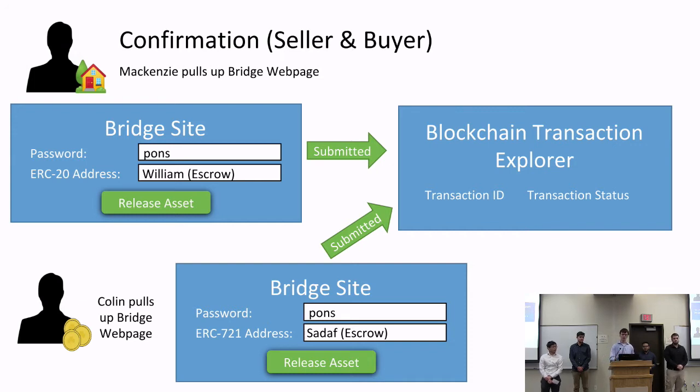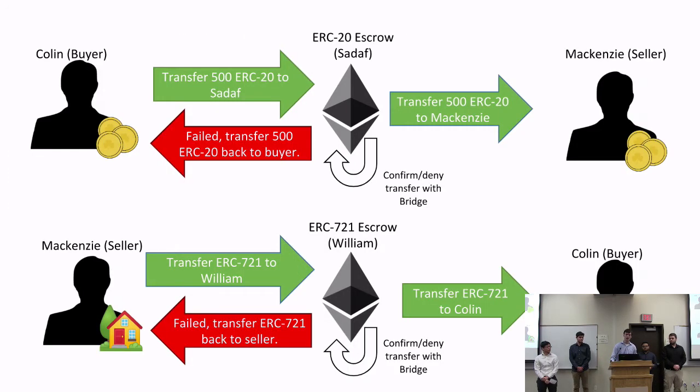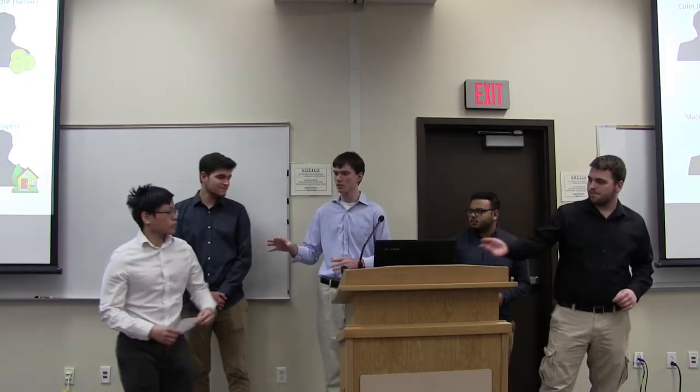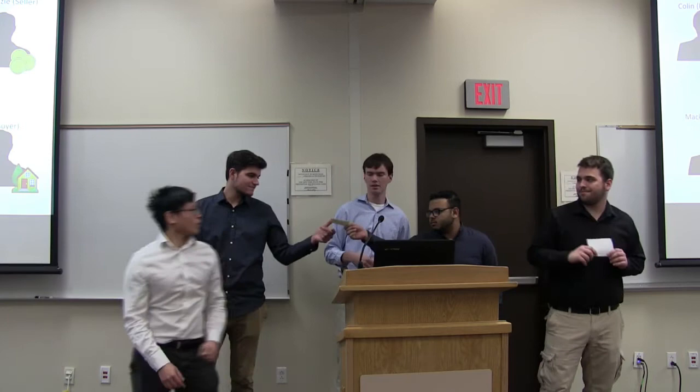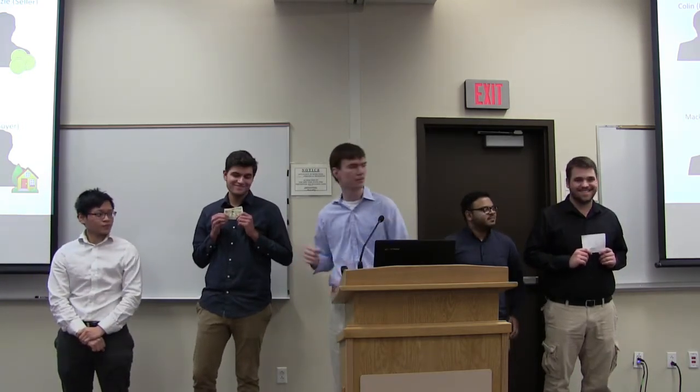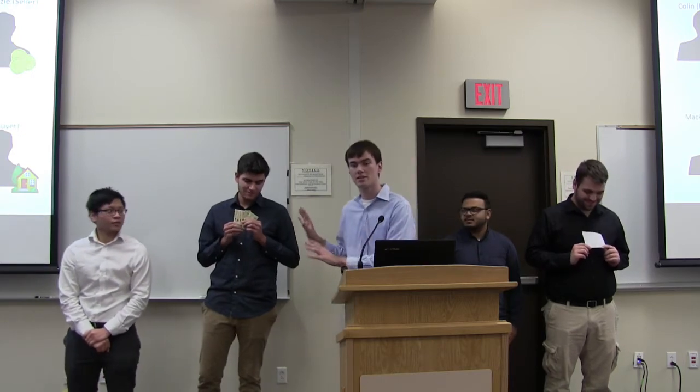They both have to do this before that transaction can flip, before the two escrows will unlock their funds. If both have unlocked their funds before the timeout, which was in the first initial step, then each escrow contract will release its funds to the other party. So William, the one escrow, will release his funds to Colin, and vice versa. So now at the end of the day, Colin got his house, Mackenzie got his money.